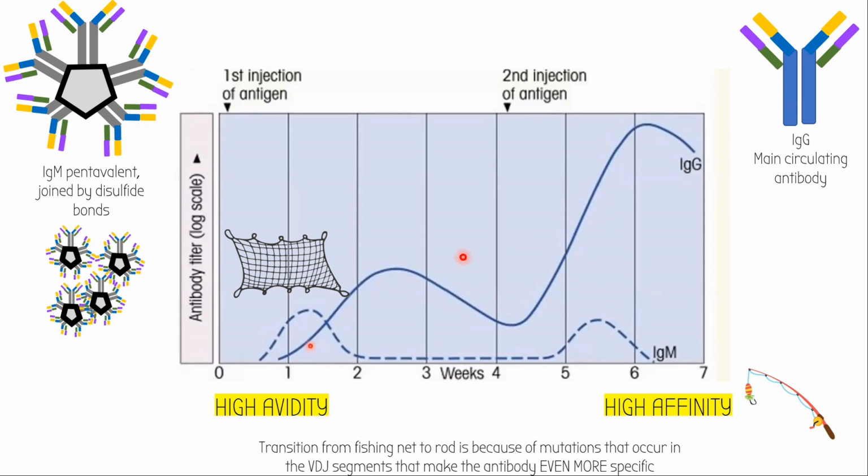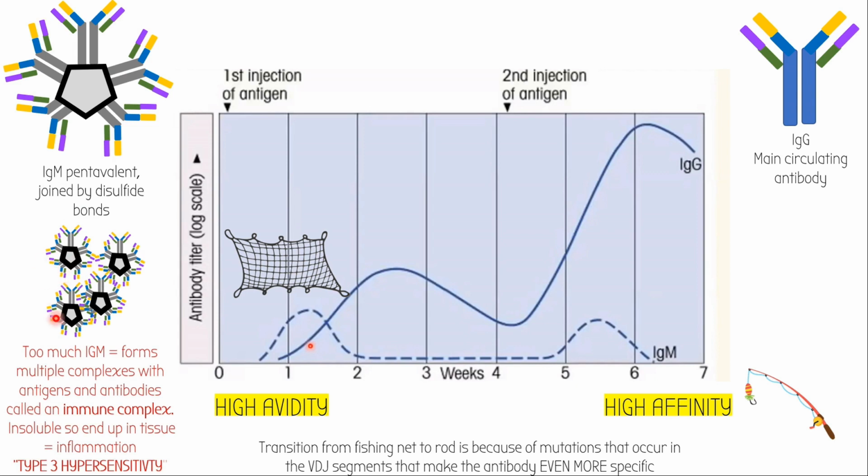The other reason why IgM decreases after a couple of weeks is the structure of IgM. Each antibody can bind to an antigen, and that antigen can bind to another antibody on another IgM, and that can bind to another antibody. Because IgMs are like big nets, the nets can get entangled with each other, and that is called forming an immune complex. These immune complexes are insoluble, and they can end up in tissue and cause local inflammation. This is known as type 3 hypersensitivity.